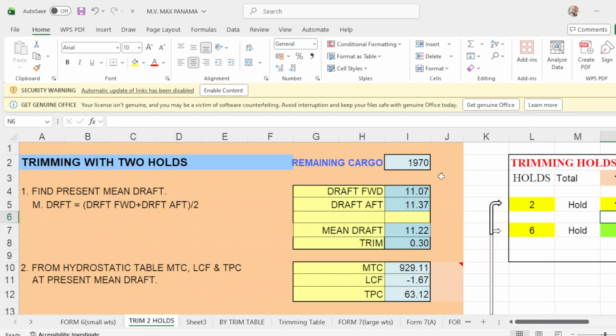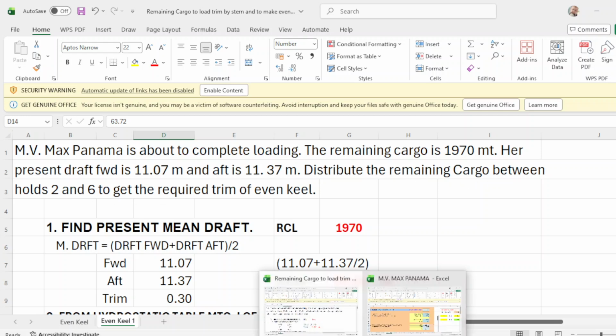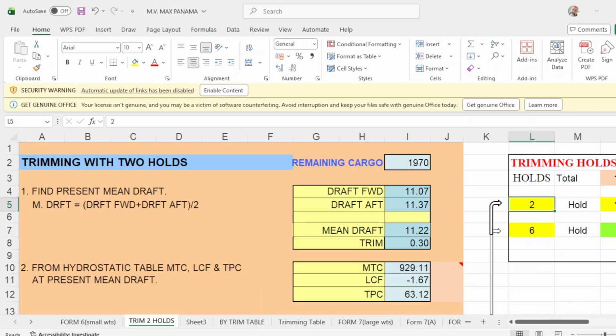You will see that the remaining cargo to load, 1970, is already here. This is your initial drop, your main drop, MTC, LCF. Then your trimming cargo holds will be 2 and 6, as it says here. Holds 2 and 6 will require distributing the trimming cargo between 2 and 6. So you put here 2, put here 6, enter.